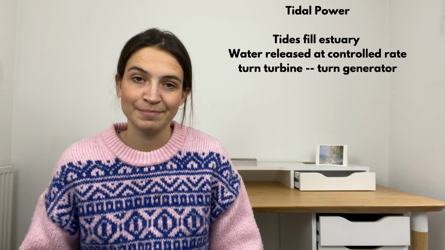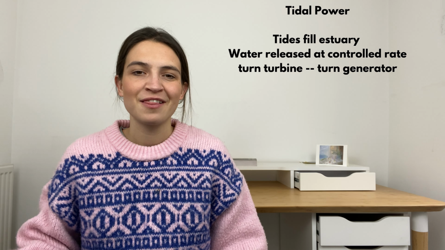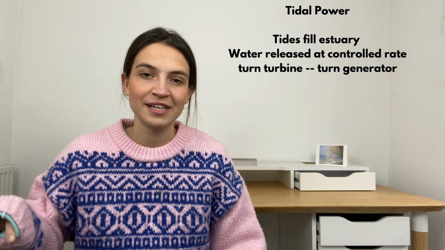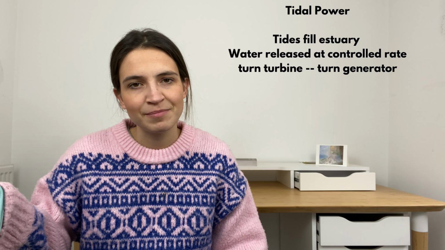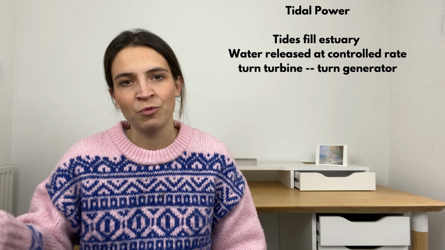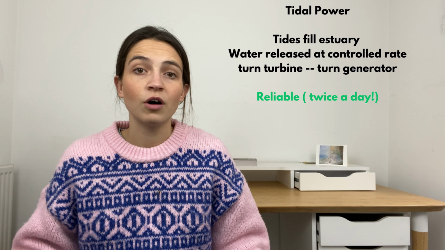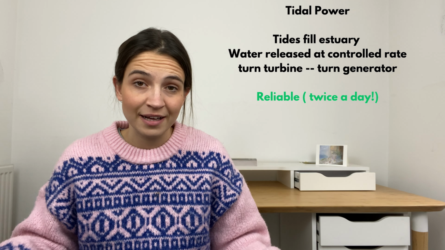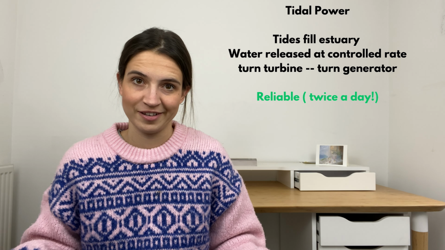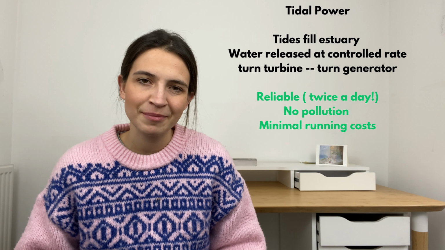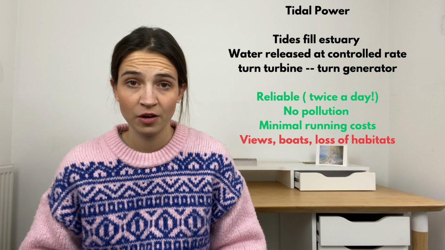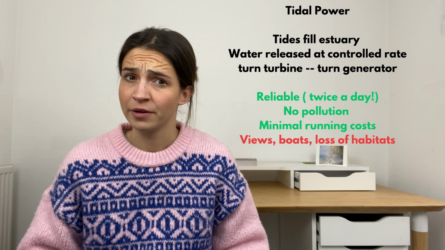Okay, similar but different, we have our tidal power. Again, you need to build a dam. When the tide is high, the water fills up the estuary to a height of several meters. It's held back by the barrage, and then very similar to hydroelectric power, you let that water out at a controlled rate. Obviously, this is quite reliable as tides have to happen twice every single day. No pollution and minimal running costs. However, there is damage to wildlife, people's view, and of course, a blockage to any boats trying to get through.